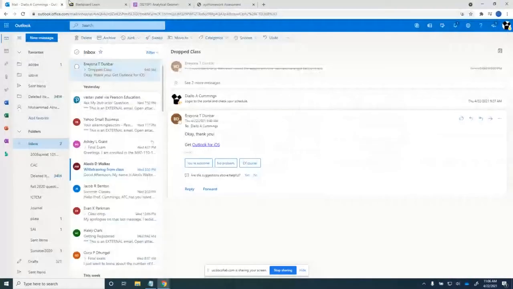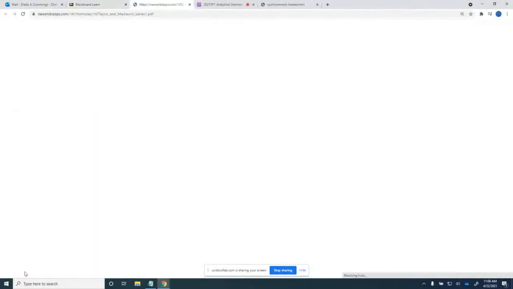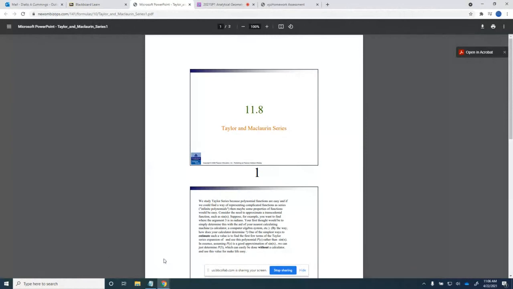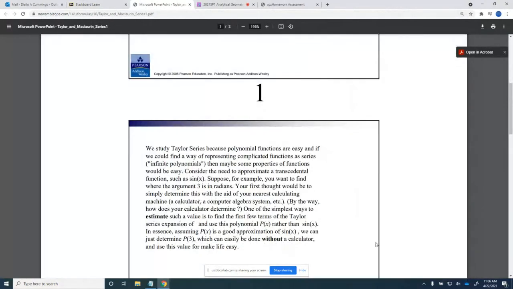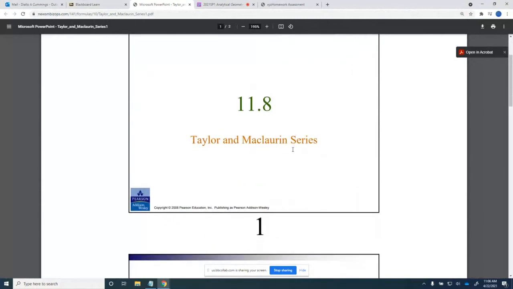All right, I'm going to bring up the set of notes and I'm going to share my desktop screen. All right, so in the lecture notes, this is actually section 10.8, and here again there is an edition change. All right, but this is the Taylor and Maclaurin series.